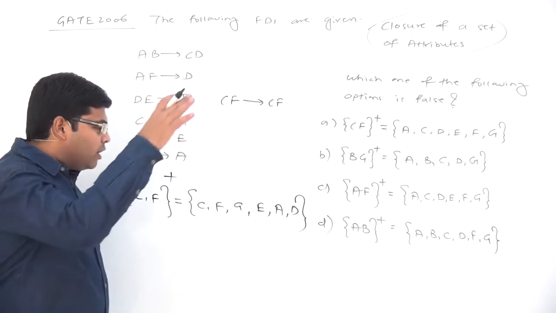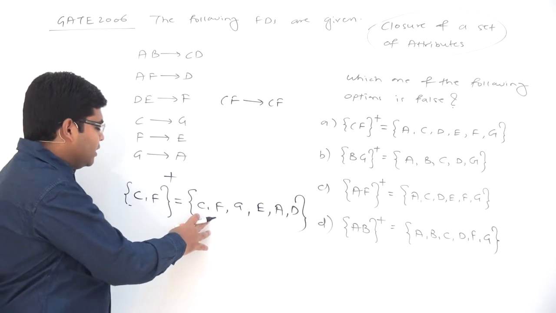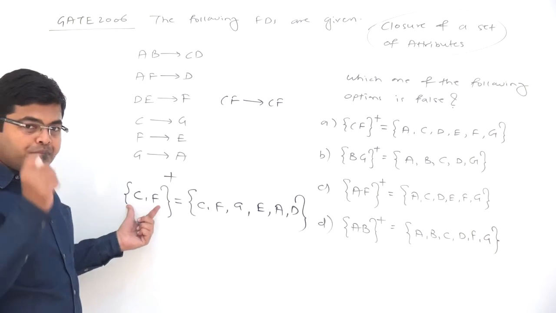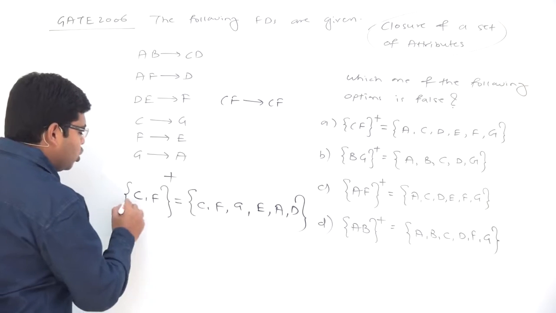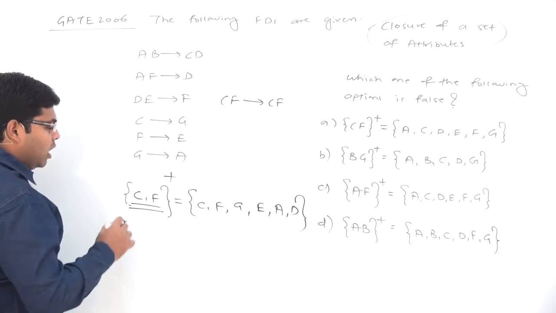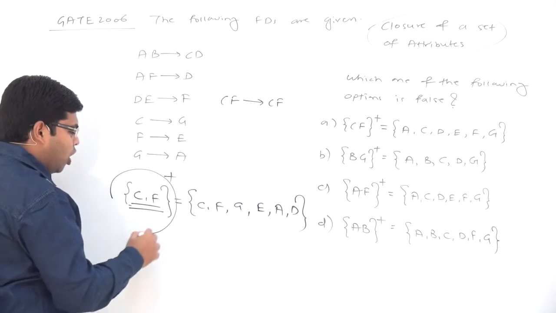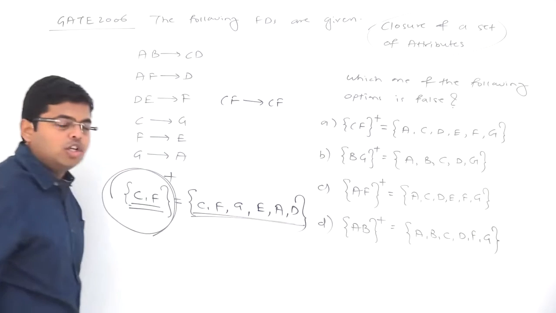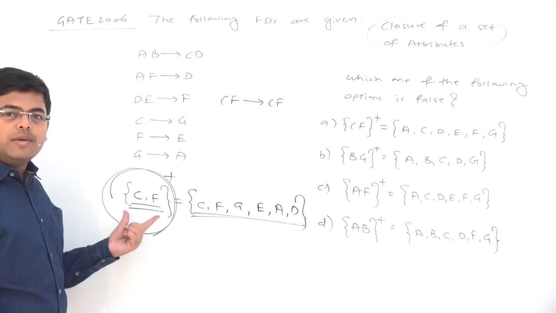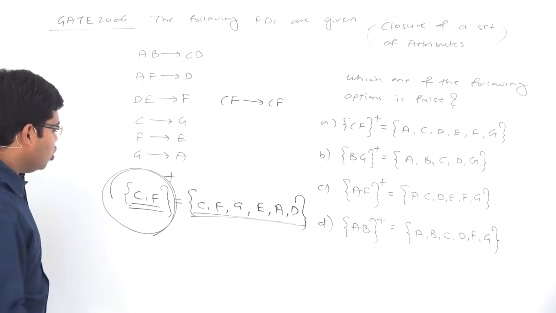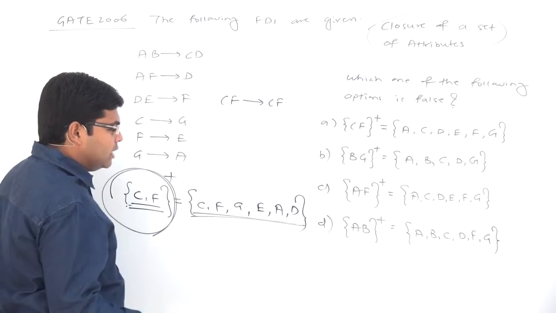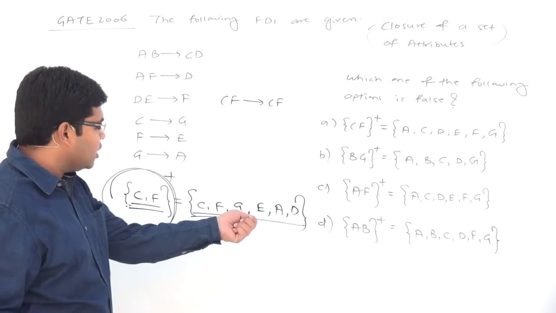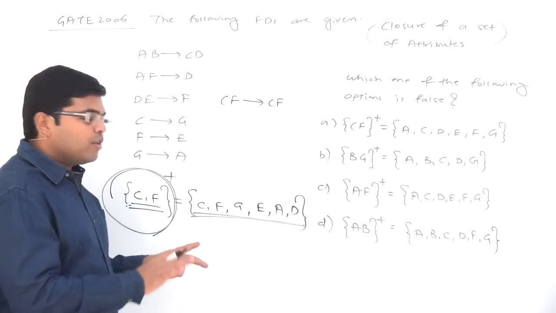No more attribute can be added to the attribute set, and this is how you calculate the closure of a set of attributes. The definition of the closure of an attribute set: the attribute closure of a set X is the set of all the attributes which can be obtained from the given set of attributes. The closure of CF will be calculated like this, and we stop here because we cannot add more attributes. You cannot add any 7th attribute to the given set, and that is why we need to stop here.